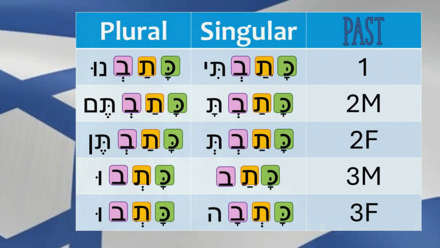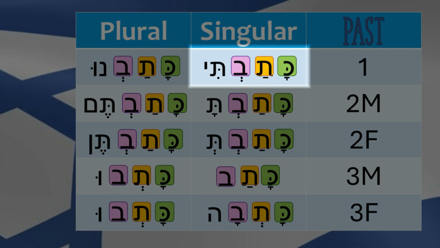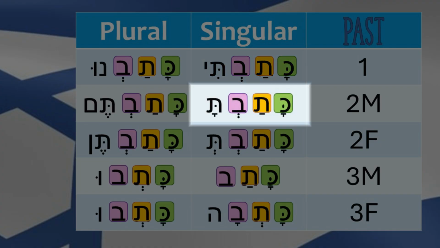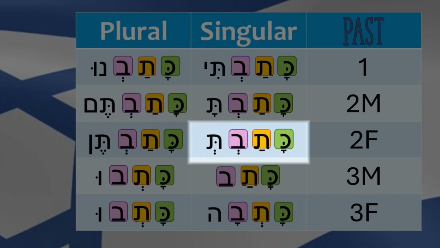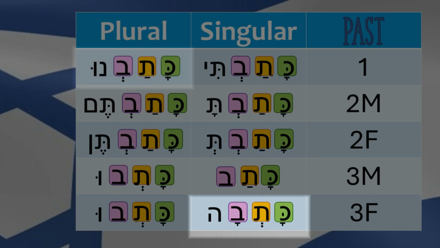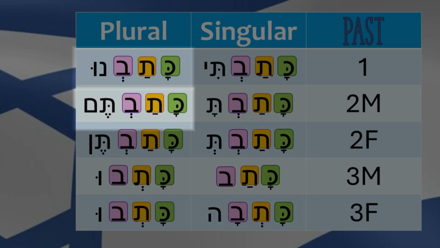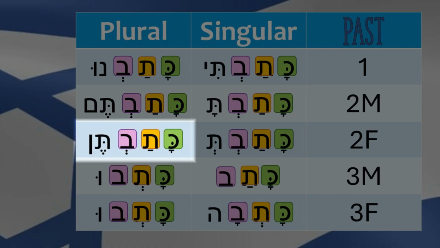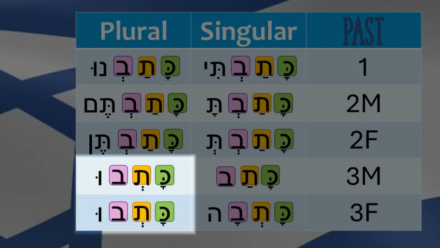Okay. Here's lichtov, my favorite, to write in the past tense. Listen for the stress. It's always on the second syllable. Katavti, katavta, katavt, katav, katva, katavnu, katavtem, katavten, katvu.